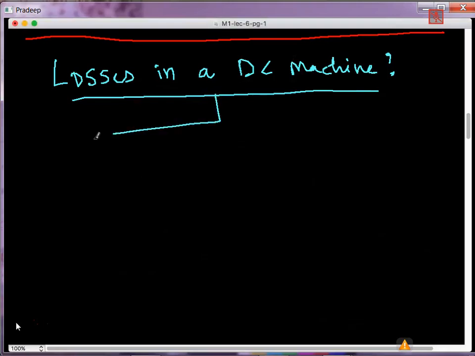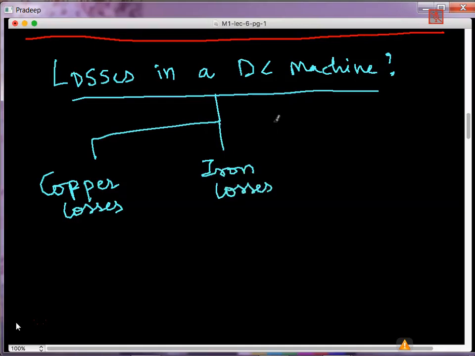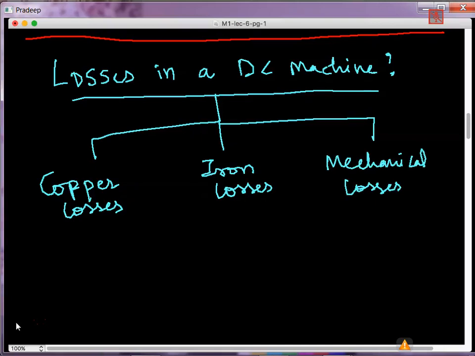copper losses, then iron losses, and then finally mechanical losses. So what is there in the copper losses? Of course, whenever current flows through a resistance, there will be I square R losses, and those losses are called copper losses.